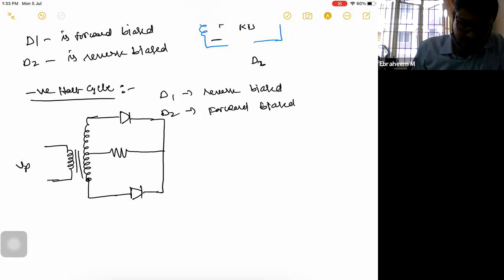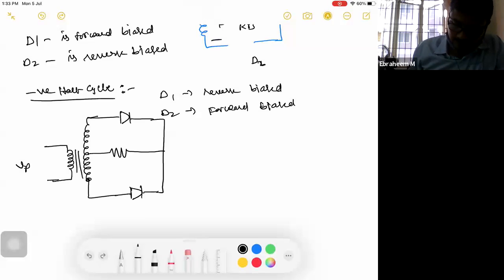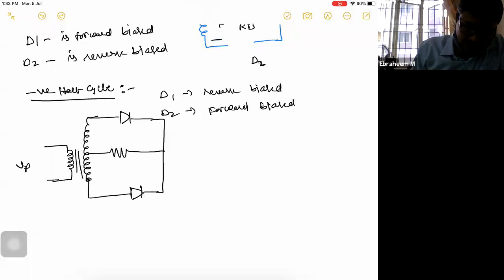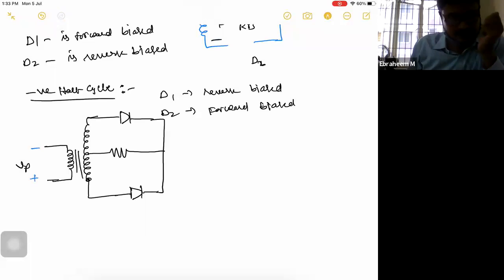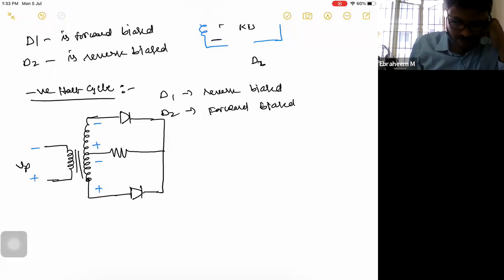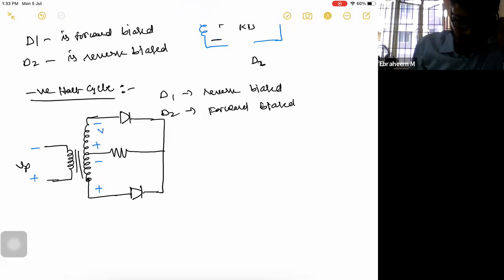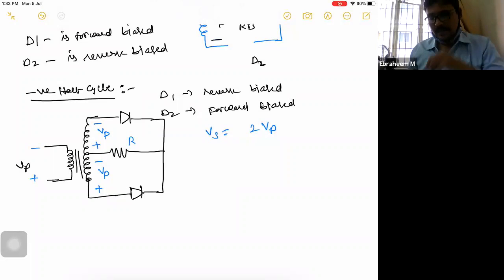When the primary voltage's polarity changes continuously, in a cycle, for 50% of the time the voltage is in one direction, and for the other 50% of the duration the voltage is in the reverse direction. Because Vs is equal to 2 into Vp, the resistor R is connected such that it receives half of the secondary voltage.